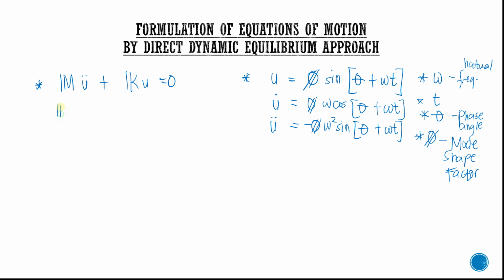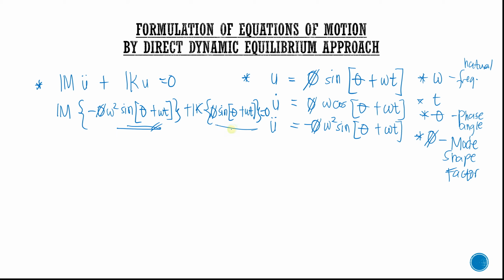So let's go back to our general solution. We have the mass matrix times the acceleration, which is equal to negative phi omega squared sine of the phase angle plus omega t, plus the stiffness matrix times the phi sine of theta plus omega t is equal to 0. If you look closely, the sine of theta plus omega t is common, so we can divide the whole equation by it.